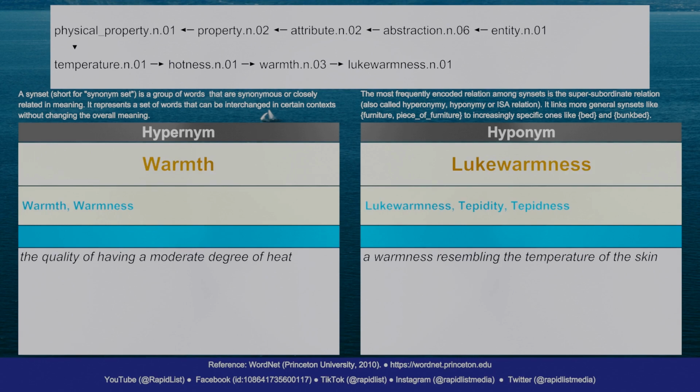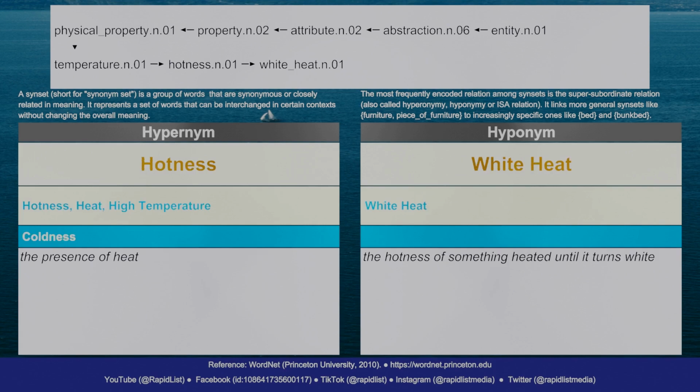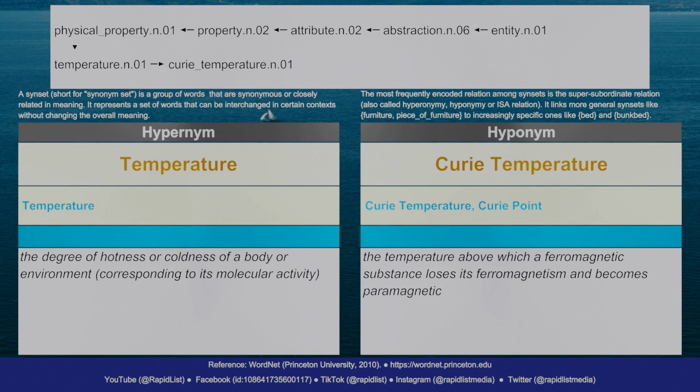Lukewarmness. A warmness resembling the temperature of the skin. White heat. The hotness of something heated until it turns white. Curie temperature. The temperature above which a ferromagnetic substance loses its ferromagnetism and becomes paramagnetic.